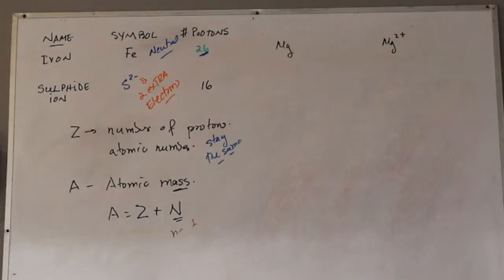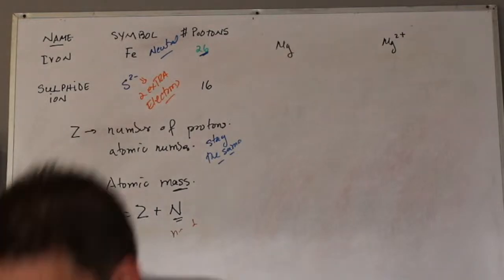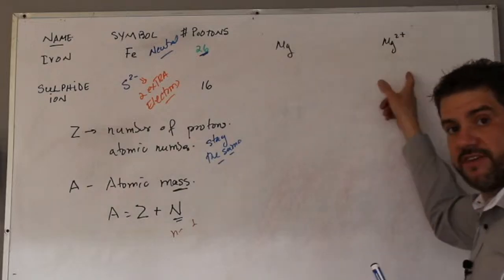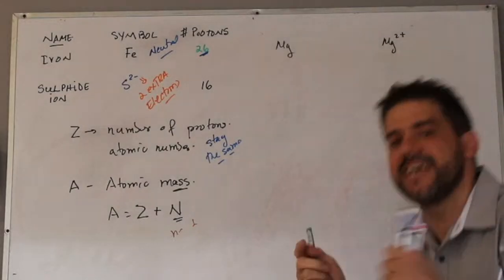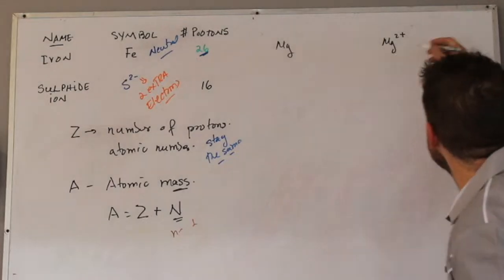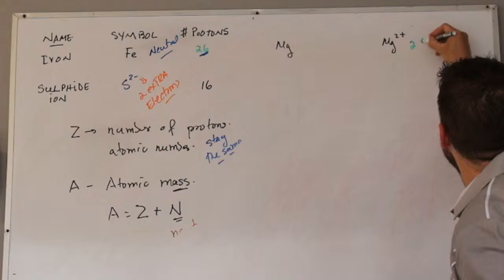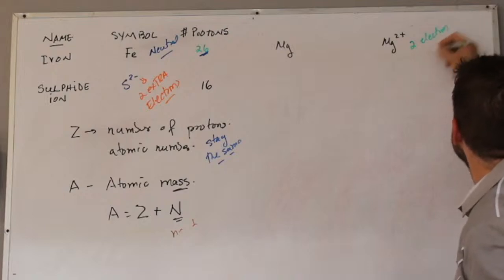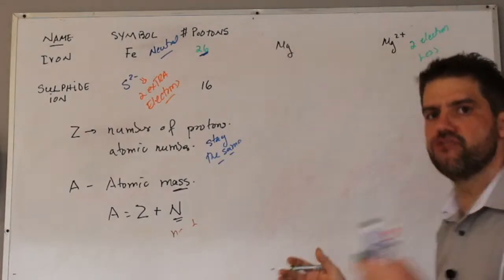All right. So let's go to see magnesium ion, guys. Because magnesium ion is positive now. So a positive, do not get confused, it means it loses 2 electrons. So this one will have 2 electrons less than it's supposed to.